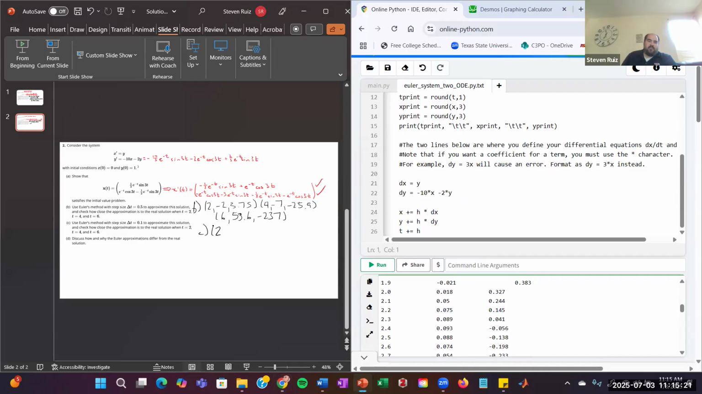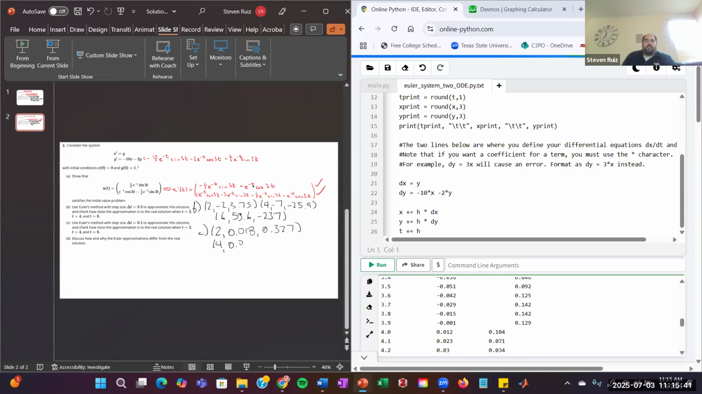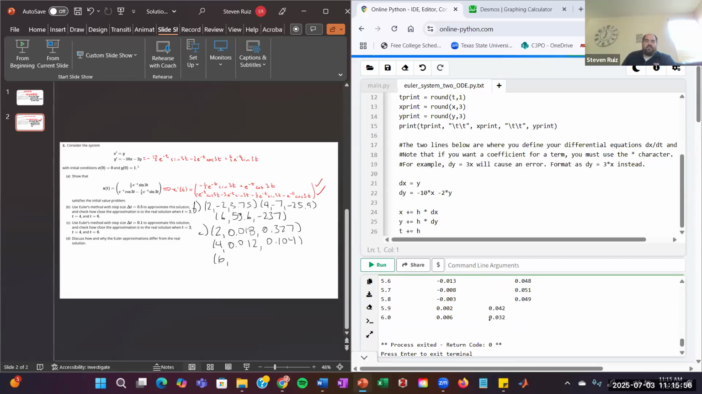All right, so at 2 seconds we have 0.018 and 0.327. At 4 seconds, we have 0.012 and 0.104. So again, I'm seeing stark differences between these two approximations.